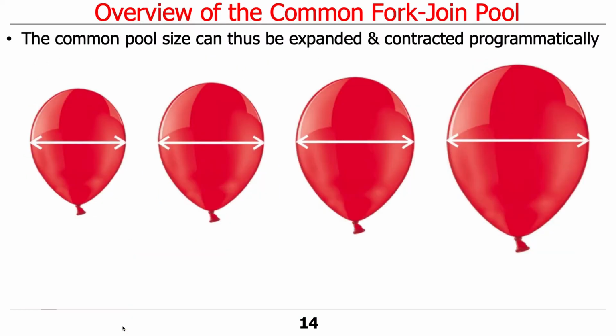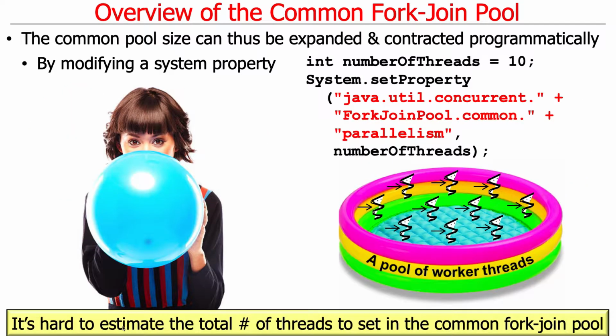Therefore, we want the ForkJoin common pool to be expanded and contracted programmatically. You can make it bigger, you can make it smaller, and so on. There are a couple of ways to do this. One way is to set a property, which is called java.util.concurrent.forkjoinpool.common.parallelism, and set that to some value, like, say, 10.